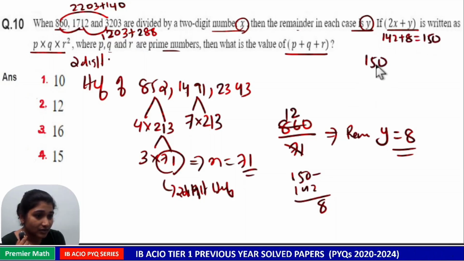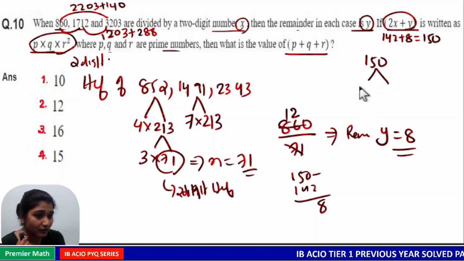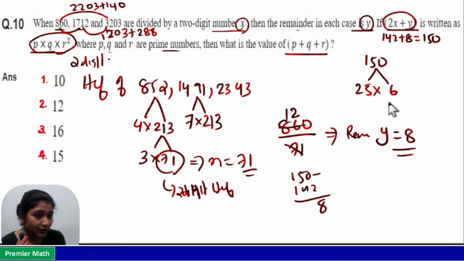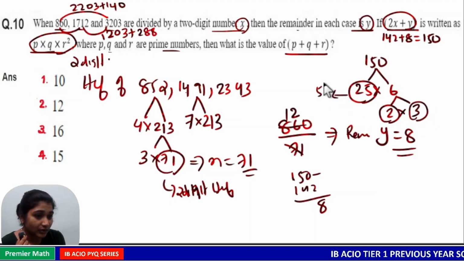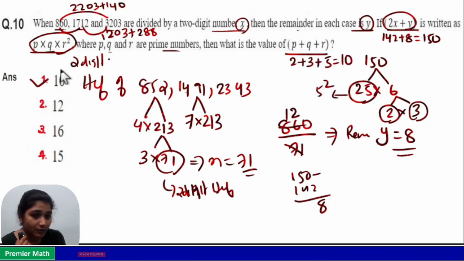So take the factorization of 150 here. We need the factorization of 2x plus y. That is, 2x plus y we can write as p q r square, where p, q, r are prime numbers. Take the prime factorization of 150. 25 into 6 is equal to 150. 6 is equal to 2 into 3. Now 25 is 5 square, and here we have 2 and 3. So p, q, r means 2 plus 3 plus 5, total 10. Option 1 is your answer.